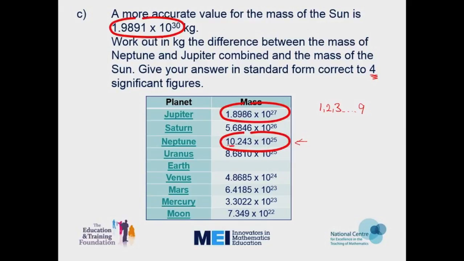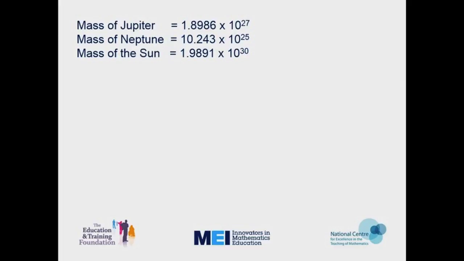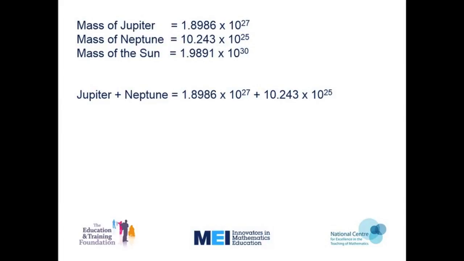So let's write down these 3 masses, Jupiter, Neptune and the Sun. And the first thing is to combine the mass of Jupiter and Neptune, which is 1.8986 times 10 to the 27 plus 10.243 times 10 to the 25. Now, if we have a calculator at this point, you can put that straight through the calculator. If not, what I'll have to do is make sure the index numbers, the power of 10, is the same in both cases. And it's 27 here and 25 here. We want it to be 27 in both cases. So what we'd do is multiply by 100 to get that to 10 to the 27. So I'd have to divide that one by 100 to keep it as the same number.